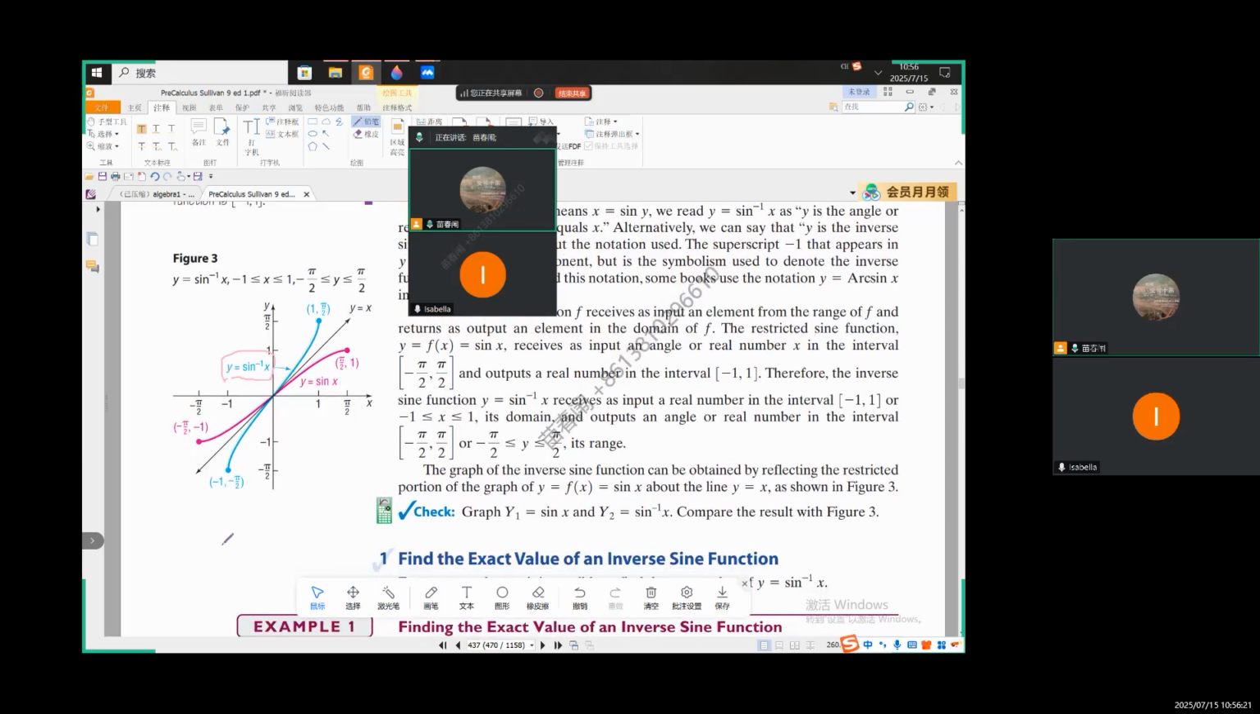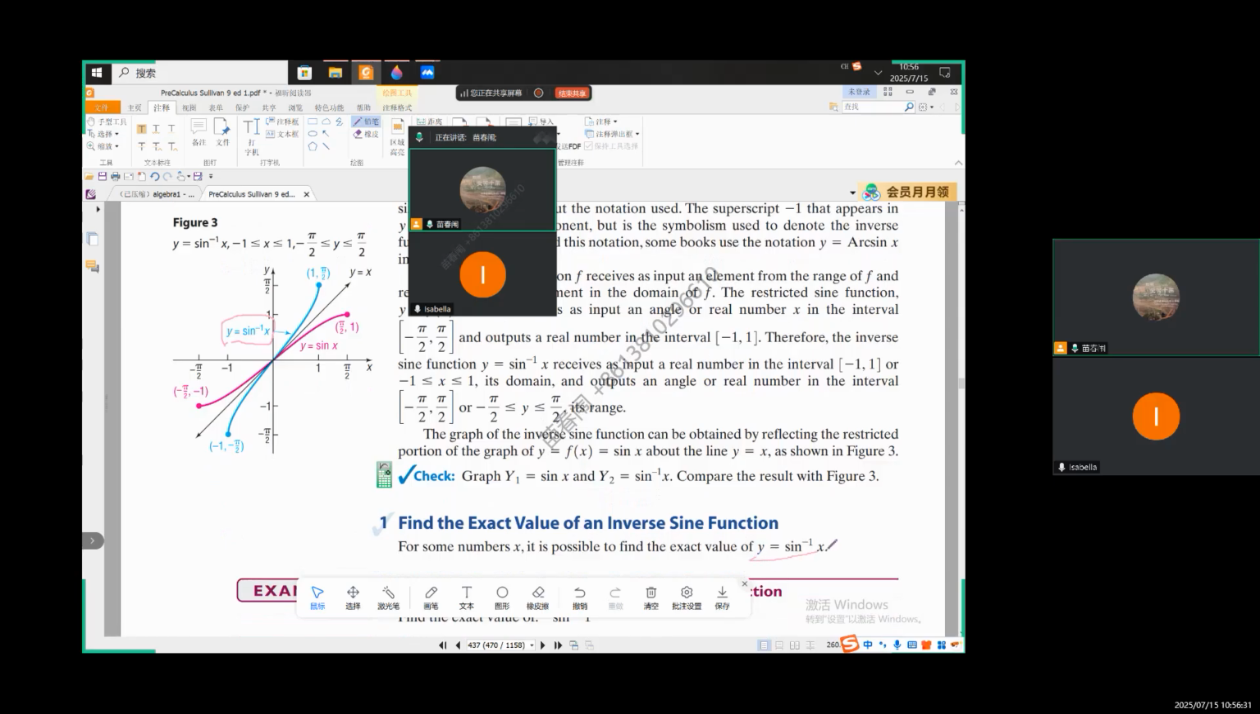Sometimes I know the angle, so I can find the sine or cosine. And sometimes I already know the sine value and I want to find the angle. This is the way to go, right? Is that making sense? It comes from y equals sine x, so now this is the inverse function of that.